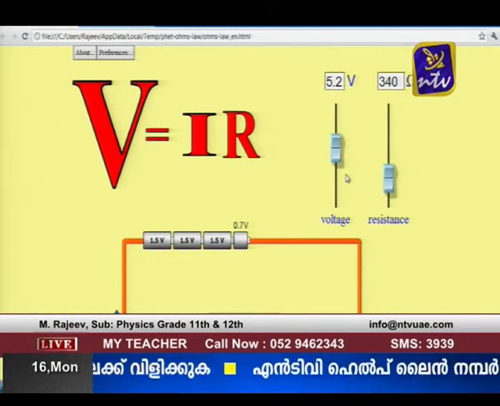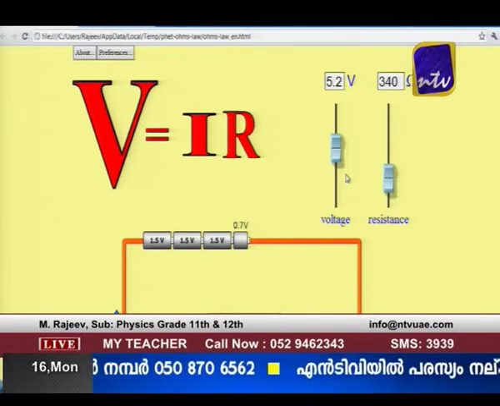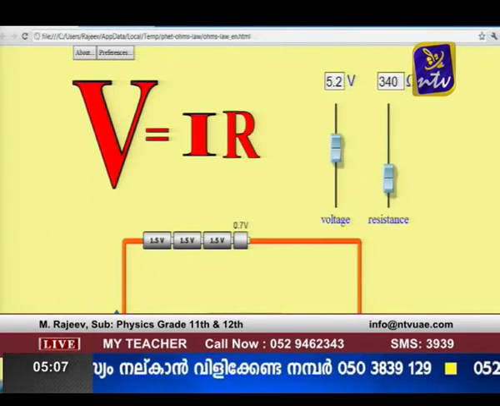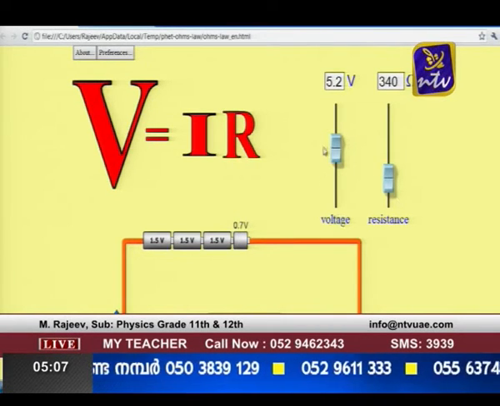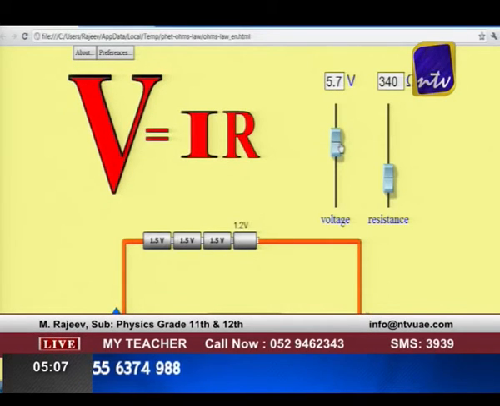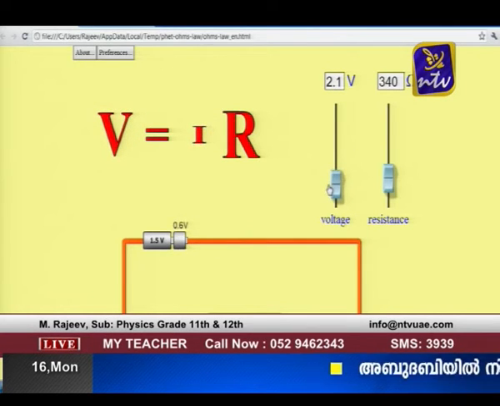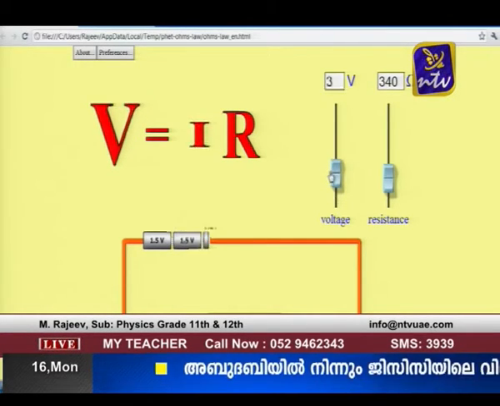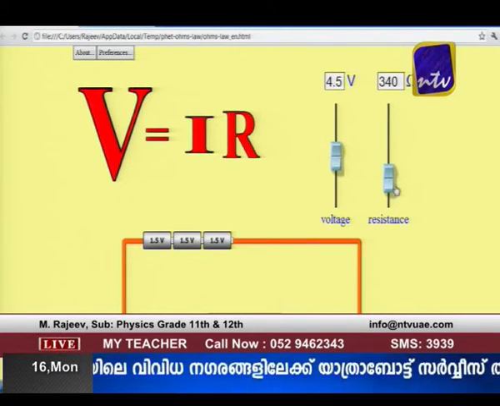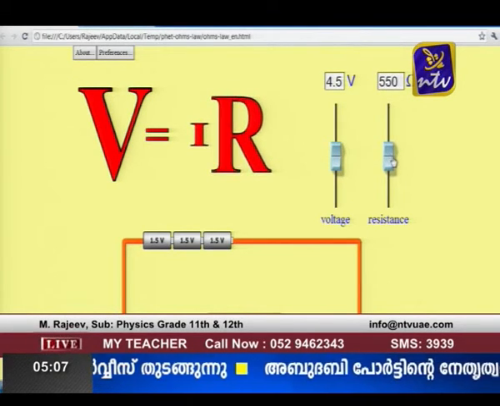You can see on the board what Ohm's law is: V is equal to IR. You can make out one thing. If you increase the voltage, the resistance is constant, but the current also increases. Decreasing voltage decreases current, and increasing voltage increases current. What is kept constant is resistance. But the next one, if you change resistance, see what happens. As resistance increases, current decreases.